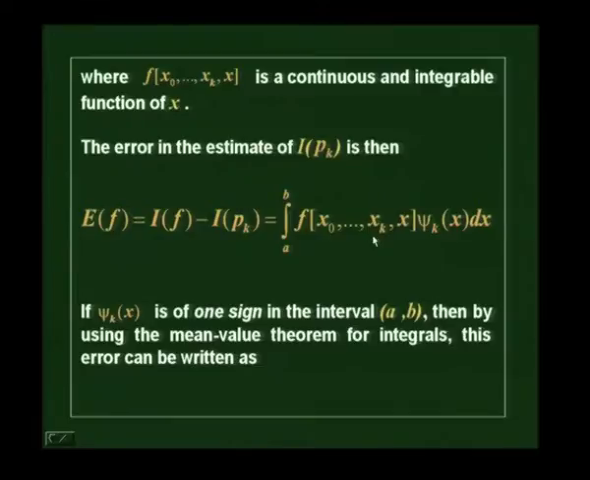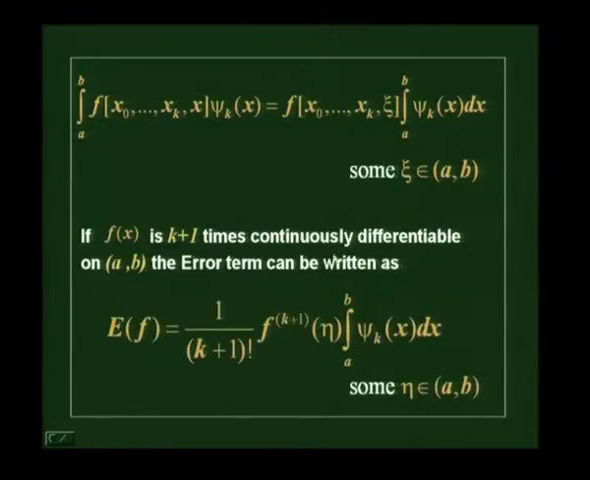And then we looked at two different cases in this error. One case is where this term psi k of x is of the same sign in the whole interval a to b. In that case, using the mean value theorem, I can write the error as f evaluated at some value zeta between a and b, multiplied by the integral of psi k of x dx. Then this is given by the k plus 1 derivative of the function divided by k plus 1 factorial at some point eta.